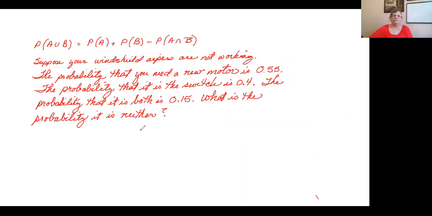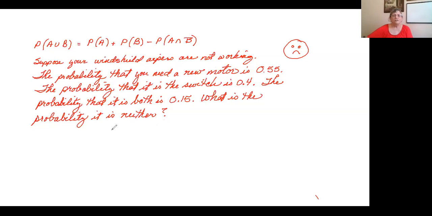So let's see if we can try out an example here. Suppose your windshield wipers are not working. Oh my. The probability that you need a new motor, they say, is 55%. Over half the time, that means you got to have a new motor. The probability that the switch is bad is 0.4, which would be 40% of the time, you need a switch. It's possible that you might need both. That probability is 15%. What is the probability that it's neither one of these? Maybe it's just a loose wire.